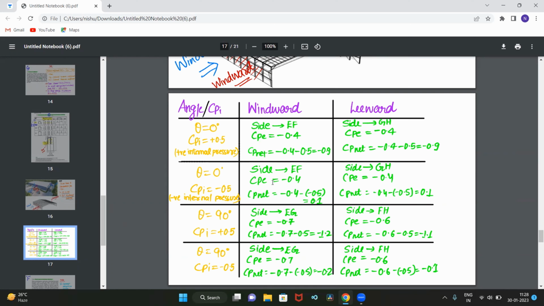Similarly, for the second case, here theta is 0 degree and CP external is minus 0.4, which is the same as this, because theta is 0 degree means the side is the same. Windward and leeward side are the same. So the coefficients from the table are the same, and you can calculate CP net.